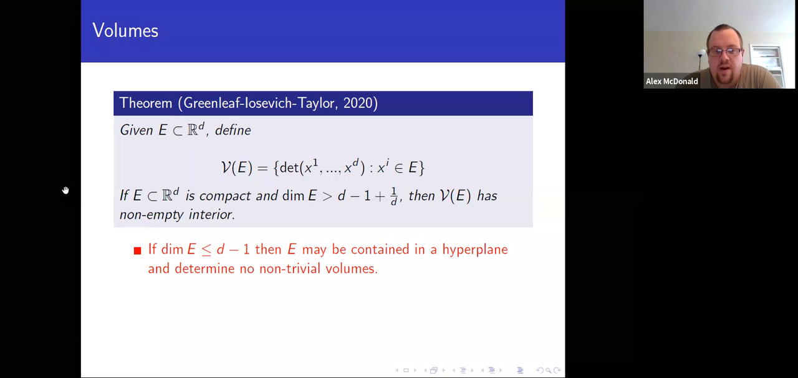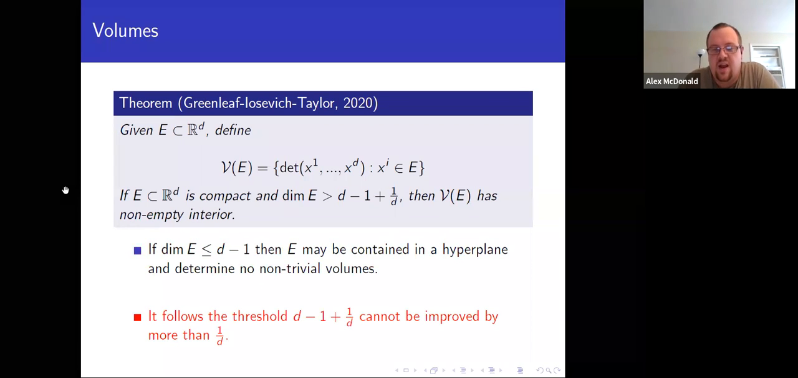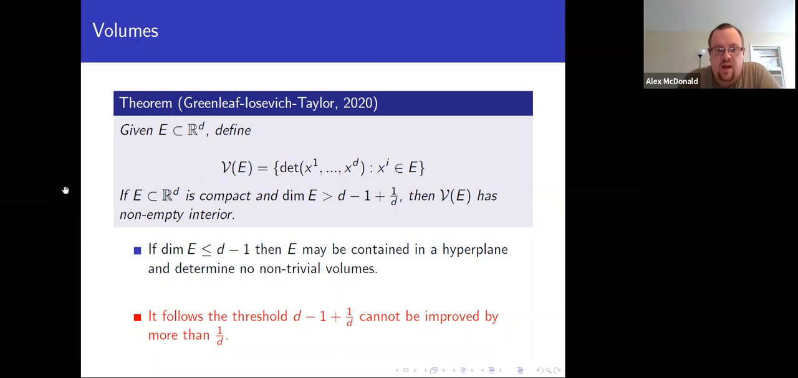One observation: if the dimension of E is less than or equal to D minus 1, then E could be contained in a hyperplane and have no hope of having a positive measure worth of volumes determined. So the threshold here is D minus 1 plus 1 over D. You can't improve it by any better than that 1 over D. Beyond that, whether this is sharp or not, I don't know. But that's the result.